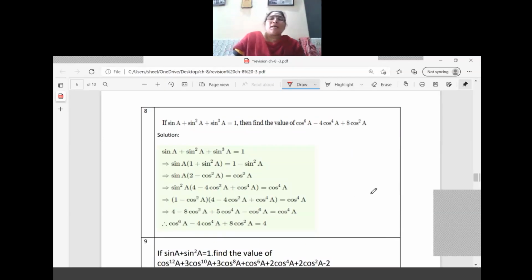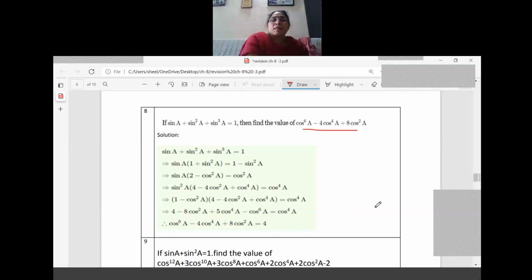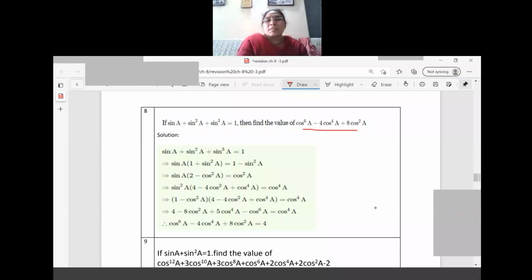Okay. If sin A plus sin square A plus sin cube A equal to 1, then find the value of cos raised to 6A minus 4 cos raised to 4A plus 8 cos square A. Sin A plus sin square A plus sin cube A equal to 1. The value is to be found in terms of cos only. Understood? So here we have sin A, sin square A and sin cube A. In this, sin square A, if you connect it with 1, we can replace that as cos square A only.